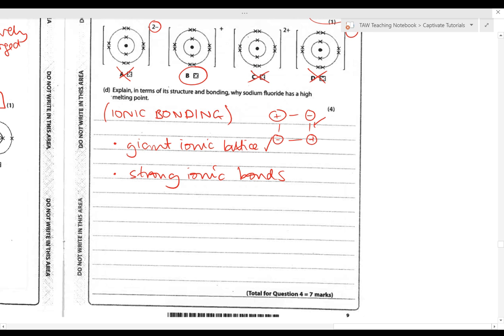And we also need to describe what those ionic bonds are between. So we can see they're between 2 ions of opposite charge. So we've got a negative ion here and a positive ion here. So between ions of opposite charge. So we get our second mark for stating that the ionic bonds are strong, and the third mark for saying that the bonds are between ions of opposite charge.